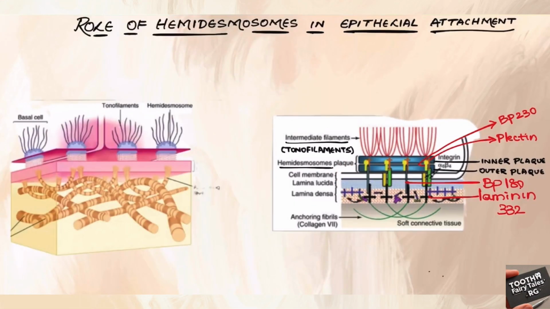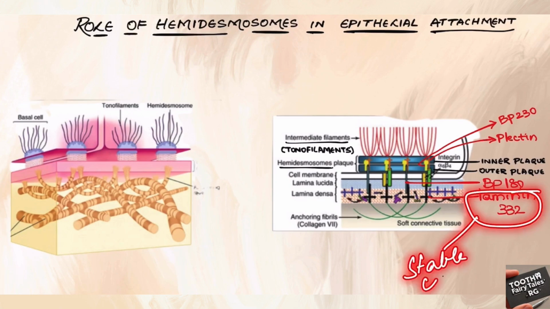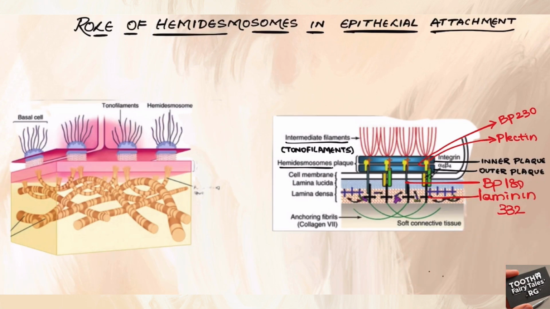This connection is further stabilized by laminin 332. It is a protein which is present in the lamina densa. This laminin is binding to the integrins in the hemidesmosomes outer plaque. This ensures a stable connection between the epithelium and basal lamina.